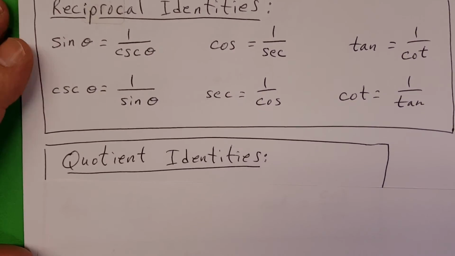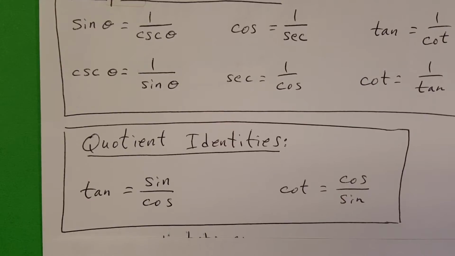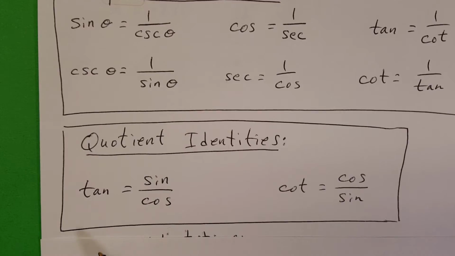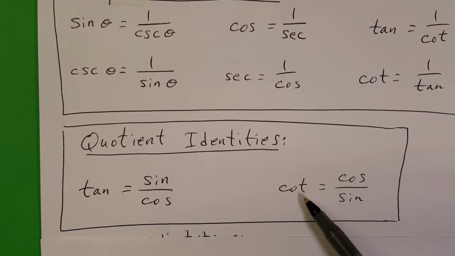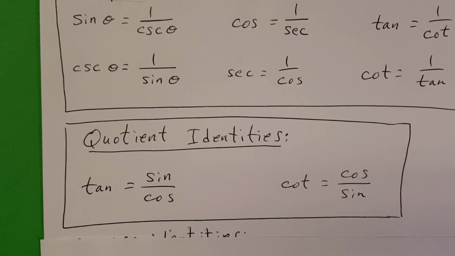Some more identities. There's quotient identities, and the reason they call them quotient identities is because you have a quotient here, this divided by this. One quotient identity is tangent equals sine over cosine. Very common, very popular. It is used very often in this chapter. That is definitely one you're going to see a lot of. You're going to see some of all of them, but this one you're going to see a lot of. And of course, cotangent, since tangent and cotangent are reciprocals, is cosine over sine.